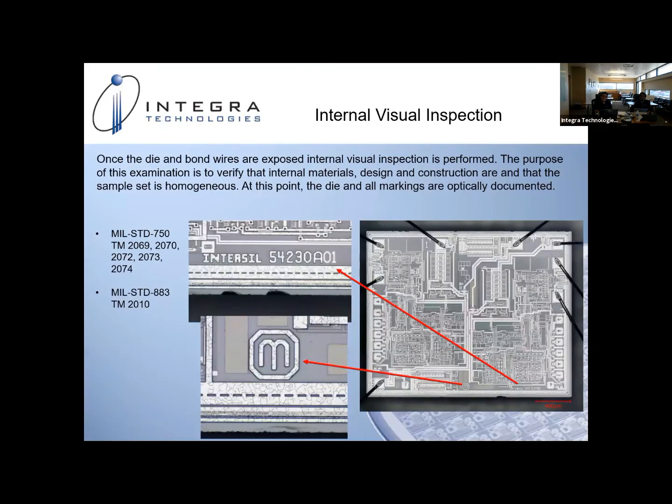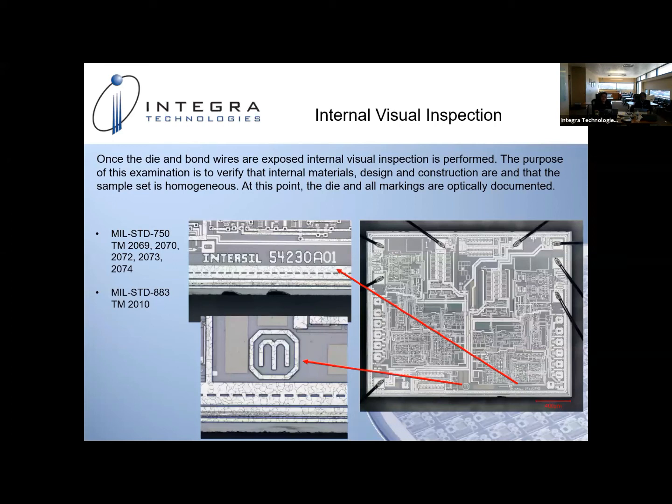All right, so internal visual inspection. This testing is performed once the internal construction of the device is exposed. Right after delid or chemical decapsulation, we are going to perform an internal visual inspection. At this point, we're going to be looking for a number of possible defects. You're looking at glassivation or passivation type defects, bond wire defects, bonding defects.